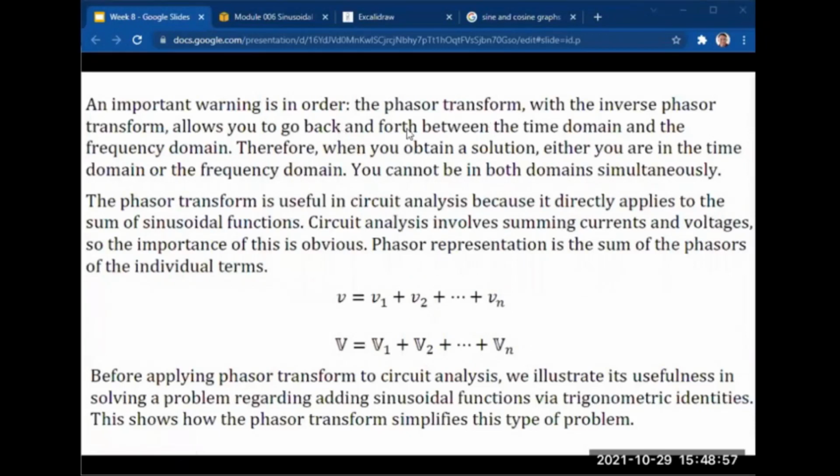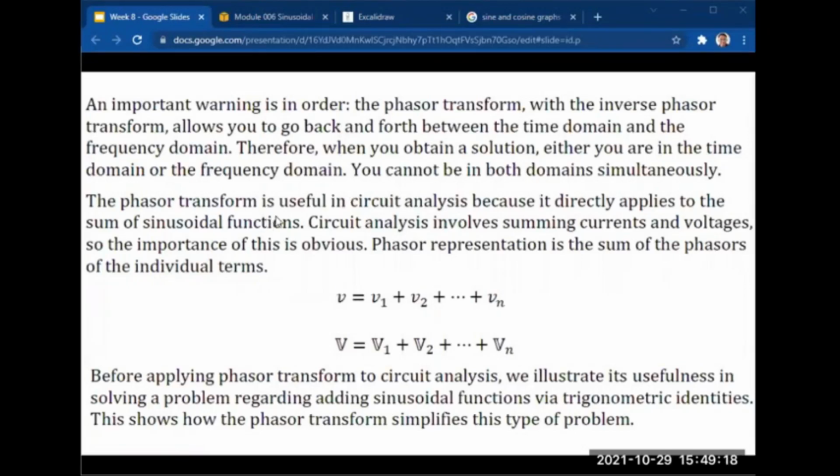The phasor transform with the inverse phasor transform allows you to go back and forth between the time domain and the frequency domain. Therefore, when you obtain a solution, either you are in the time domain or the frequency domain. You cannot be in both domains simultaneously.